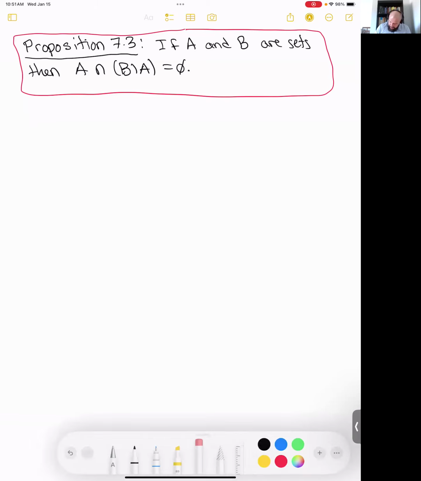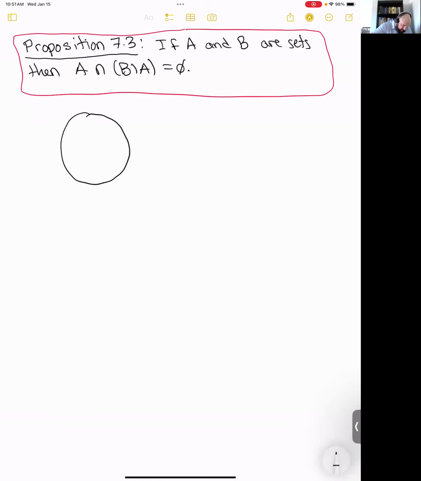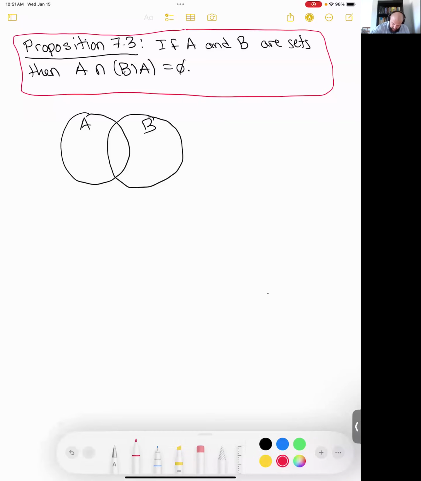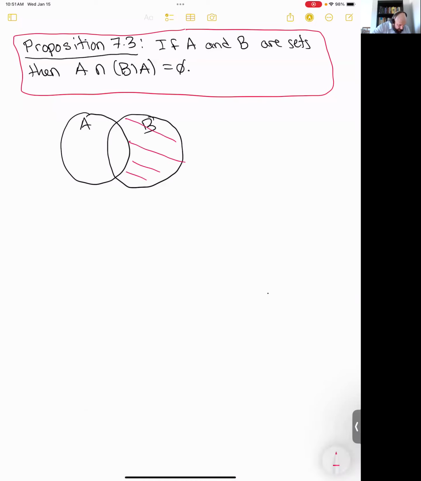So let me just draw a simple picture to make sure we're on the same page here. When we do these set operations, we can have A and B, and of course, B set minus A is everything in here. So this would be B set minus A. So if we take B set minus A and intersect it with A, this picture seems to be suggesting, and we'll prove shortly, that that is the case.